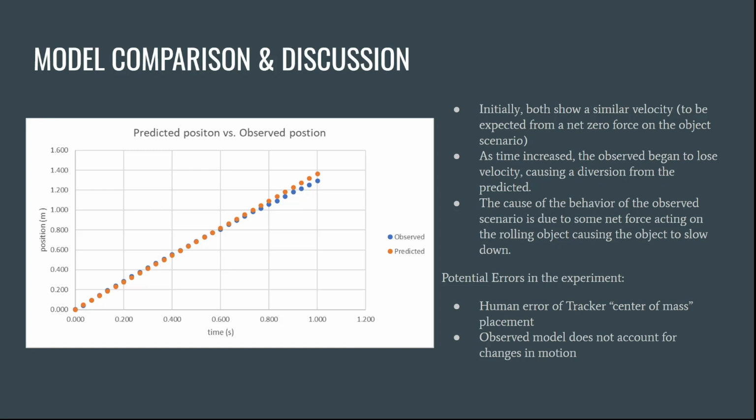Some potential errors for this experiment are human errors when setting the center of mass in the Tracker program, which can slightly skew data points. Also, the observed model does not account for slight changes in motion, also skewing the data points.